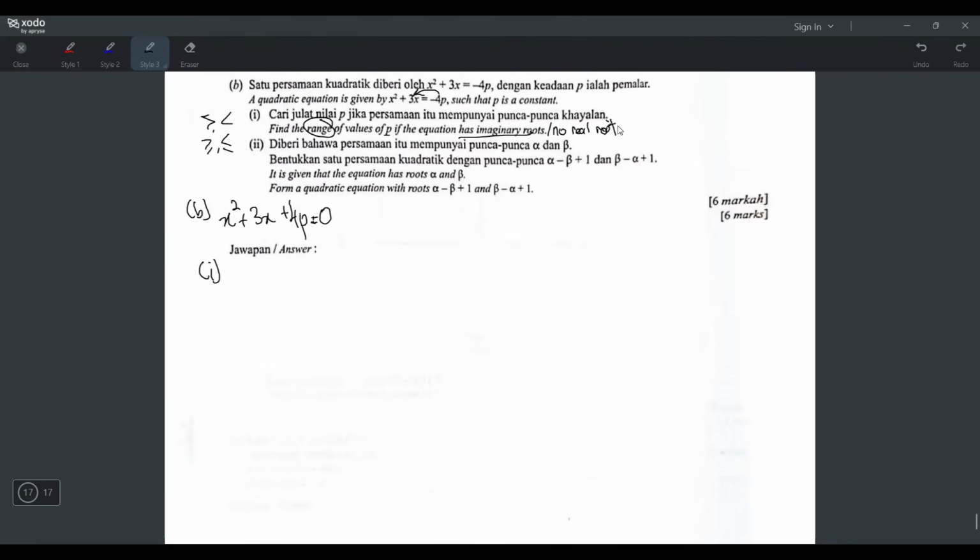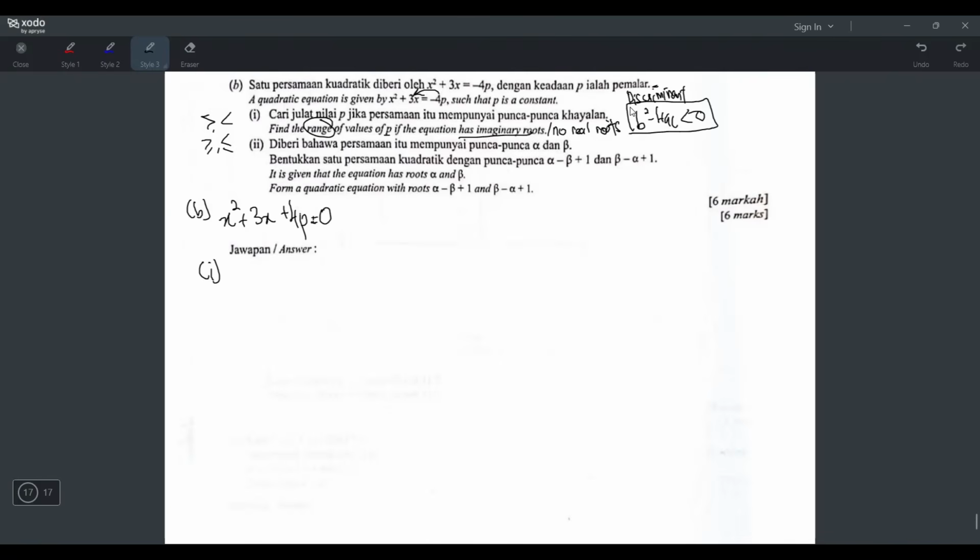Okay, no real roots. And when it has no real roots, we will do b squared minus 4ac smaller than 0. Okay, and there is a name for this. We call this the discriminant. What is discriminant? The b squared minus 4ac value. In Malay, pembeza layan.